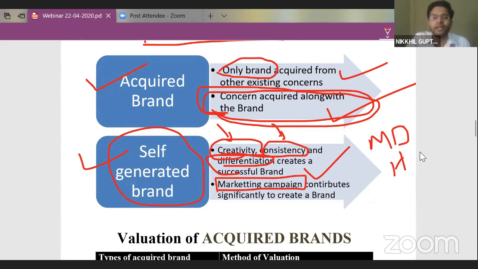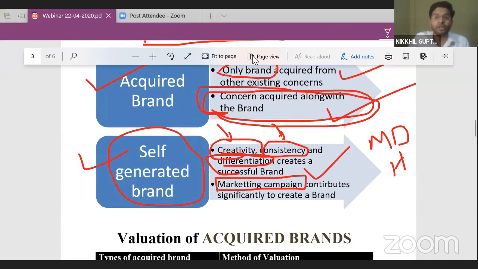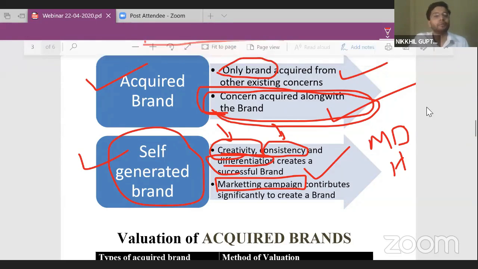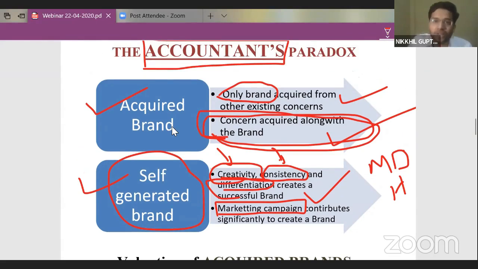Same goes for a brand called Nirma. Nirma is a washing powder which is, I think, more than 50 years old. Due to their strong marketing strategies, they have been able to sustain the market pretty well. Okay, so these are the two kinds of brands: acquired brand and self-generated brand.